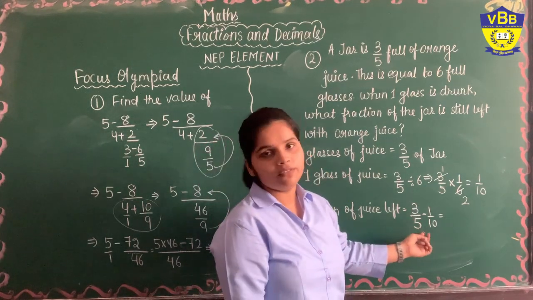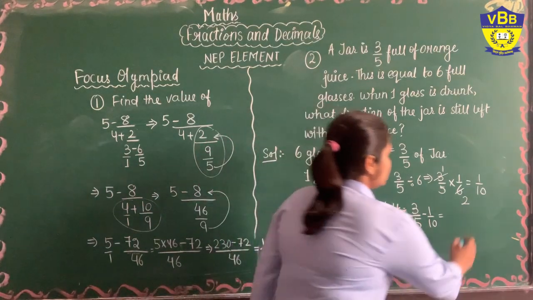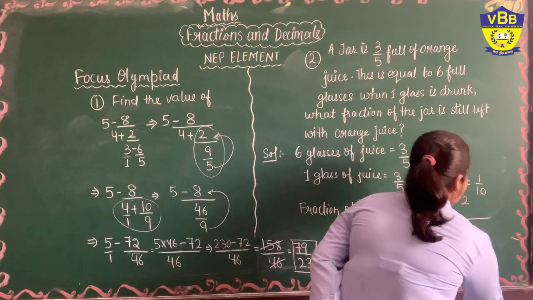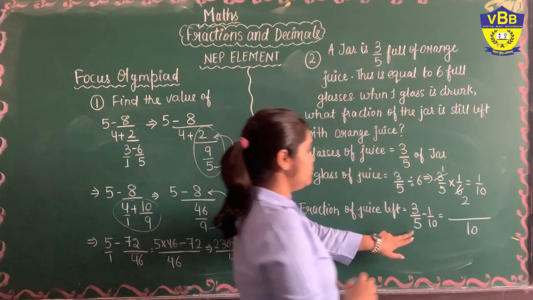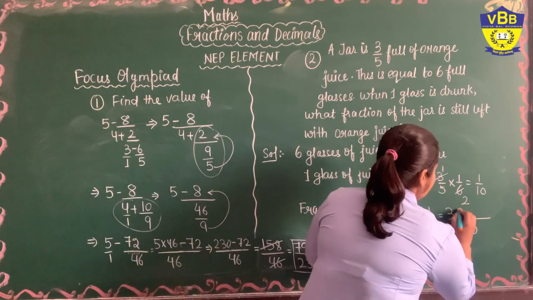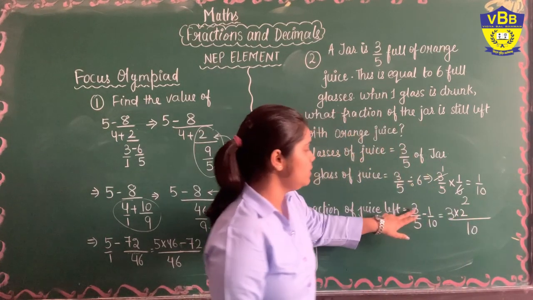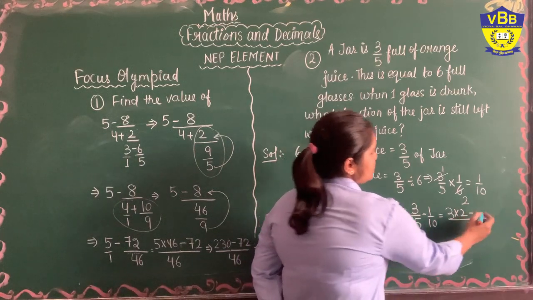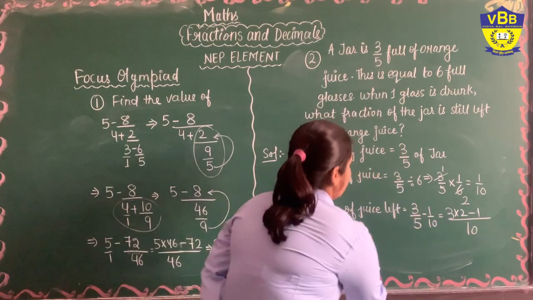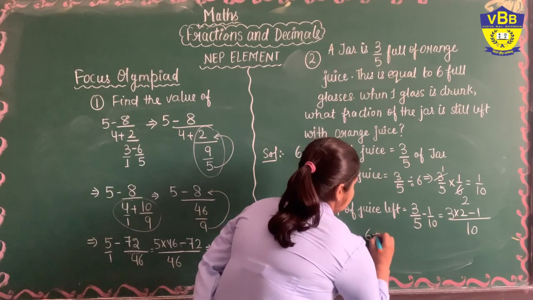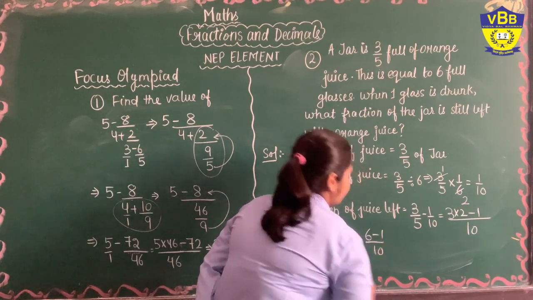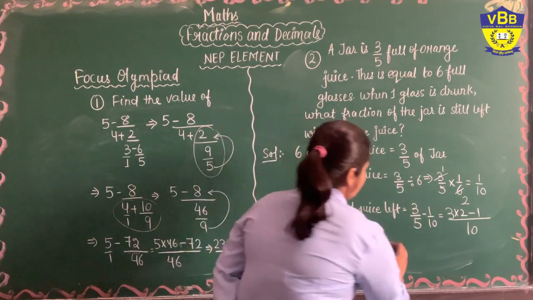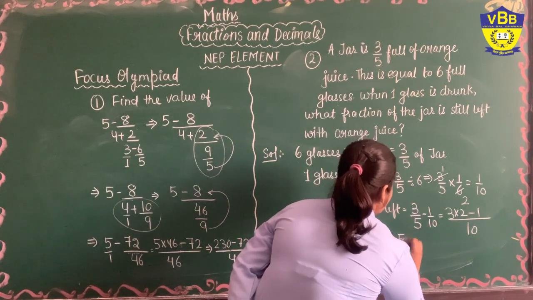The LCM of denominators 5 and 10 will be 10. So when you solve, it will be 10 here. To make 5 as 10, we will multiply it by 2. So the numerator will also be multiplied by 2, minus 1 upon 10, which is only 1. So 3 2s are 6 minus 1 upon 10, that equals 5 upon 10.